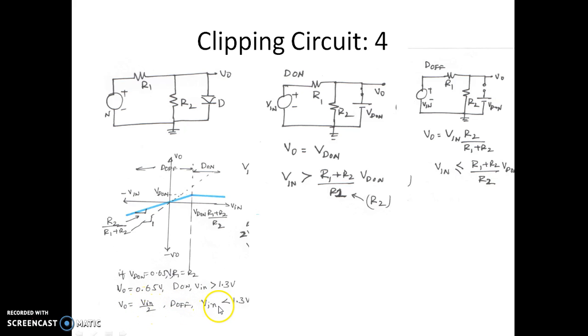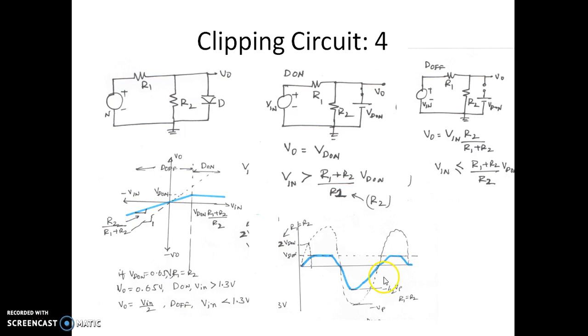So the diode is off. This will occur when the input voltage is less than 1.3 volts. As we can see now, this is 1.3. If the input voltage is anything less than this, the output voltage is half of the input. That's why you can see this blue line has a slope of half compared to the input voltage, which has a slope of 1. So this way we can see that when the diode is on, the output voltage is VD on. When the diode is off, the output voltage is half of the input voltage.